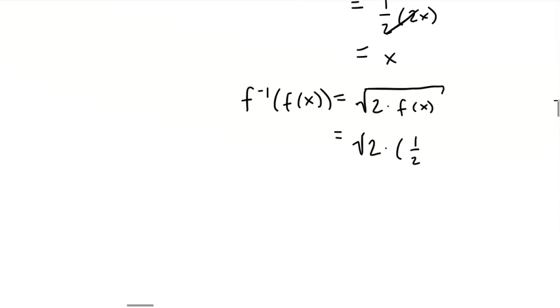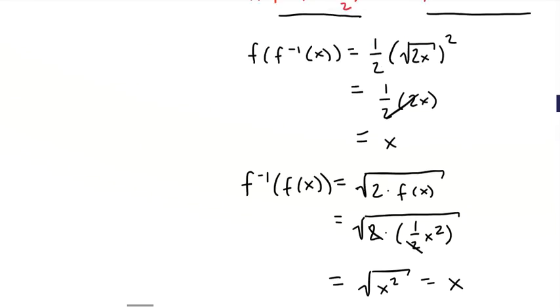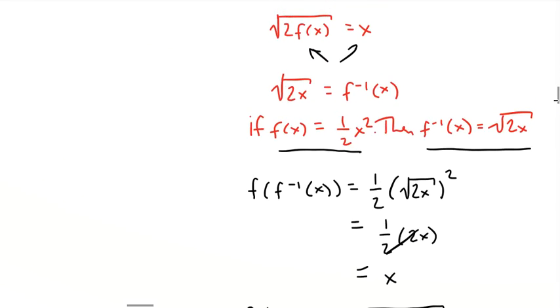So we're going to write 1/2 x squared. Now we just simplify. If we cancel out these 2's here, we have the square root of x squared. And these radicals and squares will cancel out, so we have x. So this indeed is the inverse of f of x. Let's do another example.